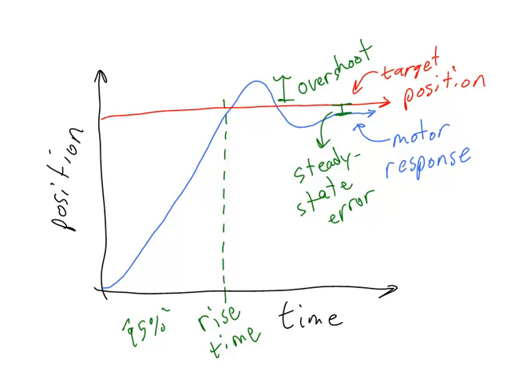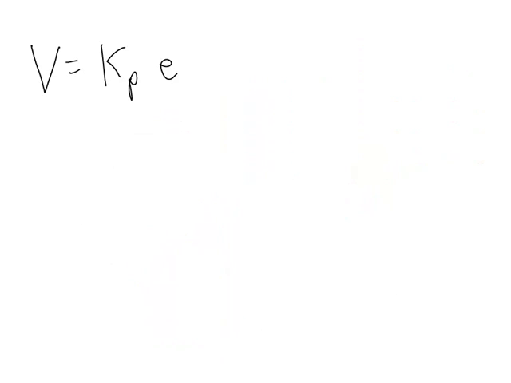Let's now look at how we could improve the motor response by adding in derivative control. We never use derivative control alone. When we use it, we will always use it along with proportional control.